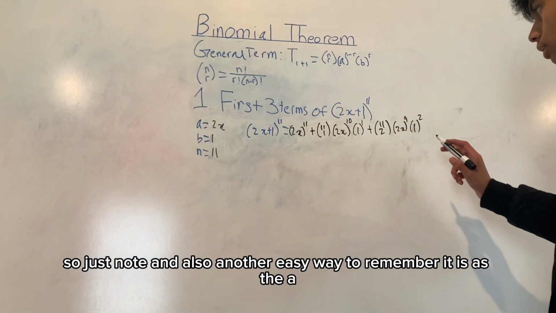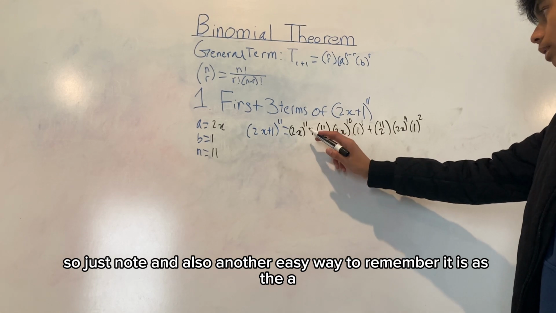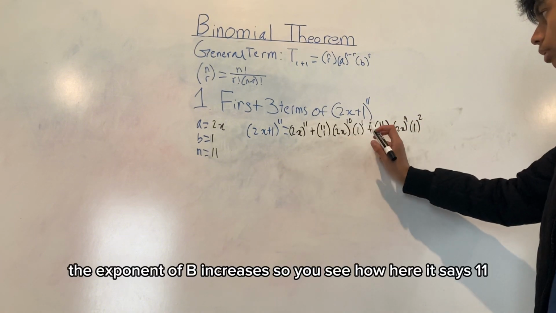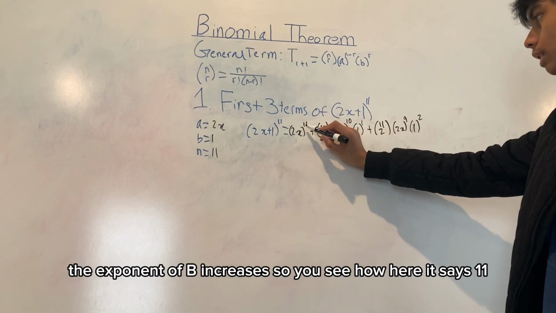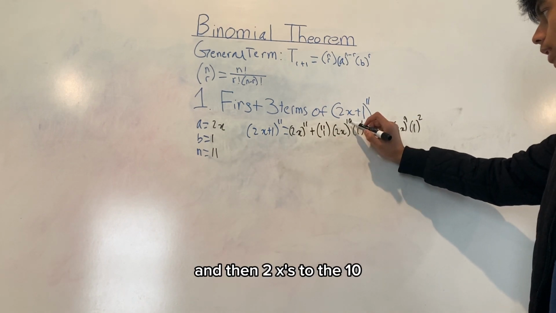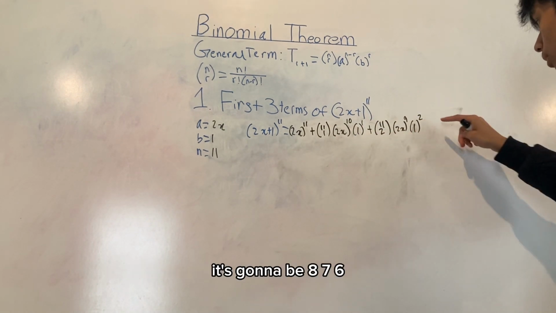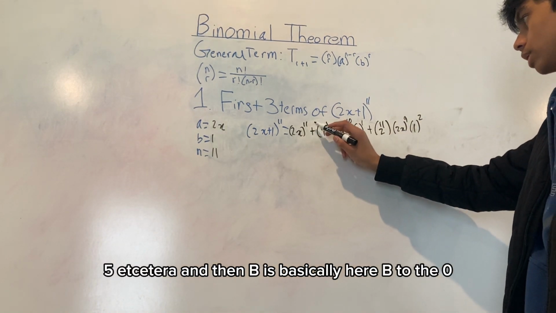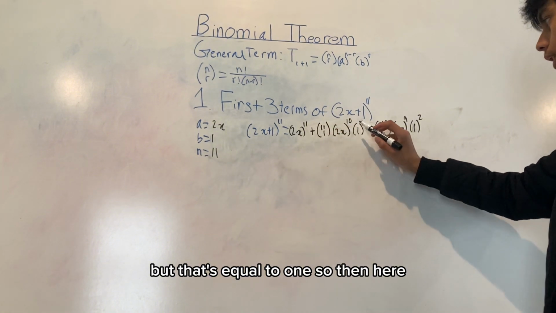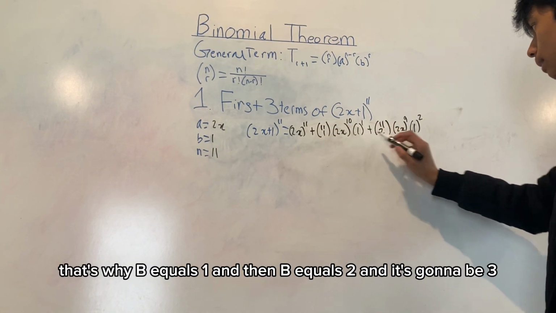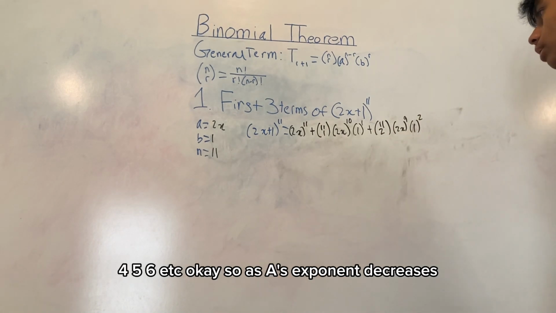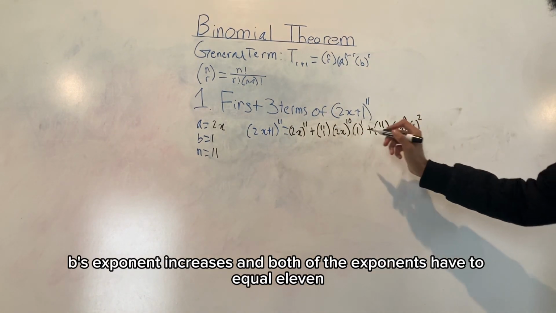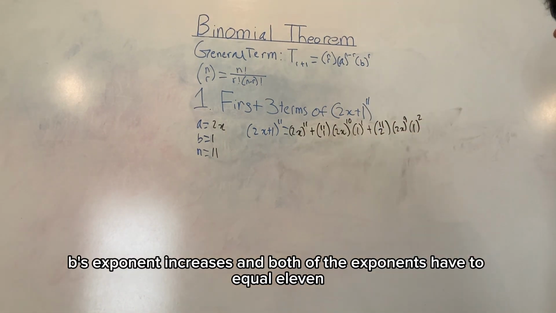Another easy way to remember it is as the exponent of a decreases, the exponent of b increases. You see how here it says 11, and then 2x is to the 10, and then 2x is to the 9, and if we keep going it's going to be 8, 7, 6, 5, etc. And b here is to the 0, but that's equal to 1, then b to the 1, then b to the 2, and then 3, 4, 5, 6, etc. So as a's exponent decreases, b's exponent increases, and both of the exponents have to add up to 11.